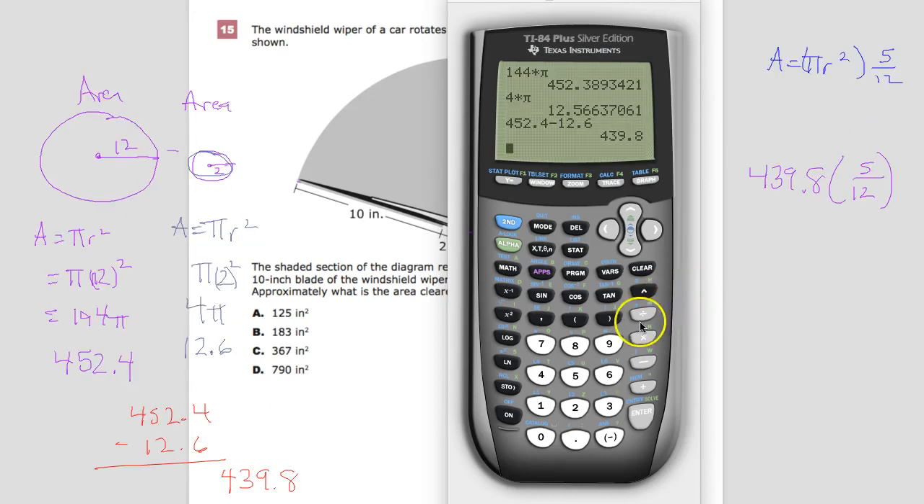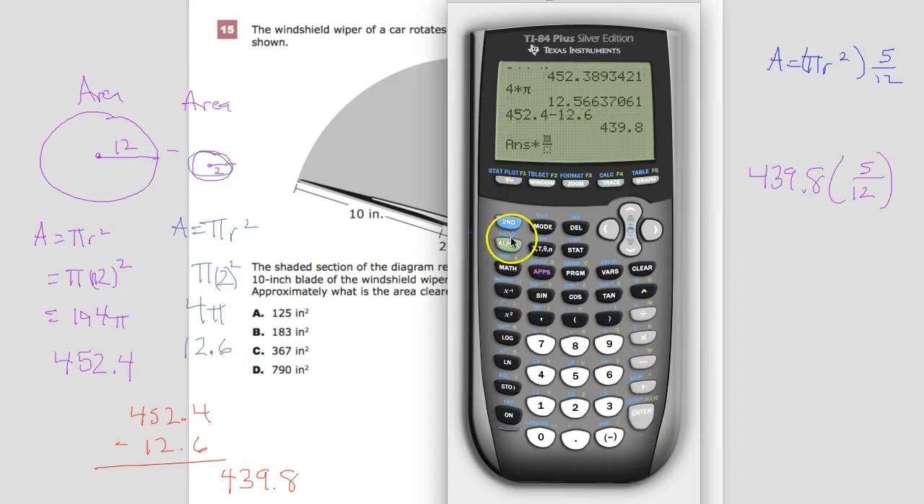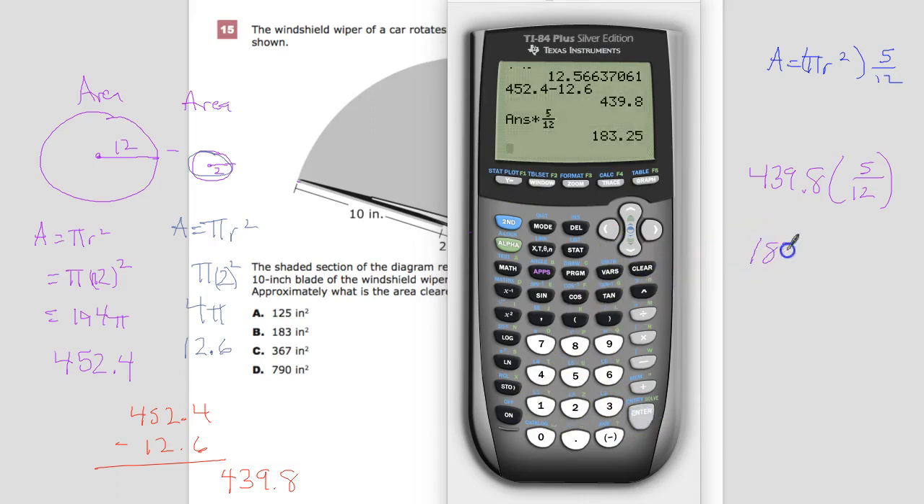In the calculator, I can just do this times. There are other ways to get fractions, but if you have a TI-84, one of the ways is to hit the alpha button and the y equals, and it brings up a fraction menu that you can use. You can put in mixed numbers that way too. And it gives us a final value of 183 inches, and since it's an area question, that's a two-dimensional measure, so 183 inches squared. So there you go. There's your answer for 15.